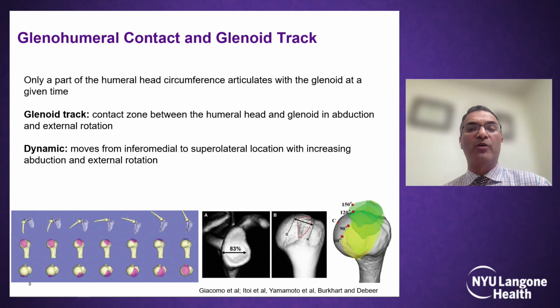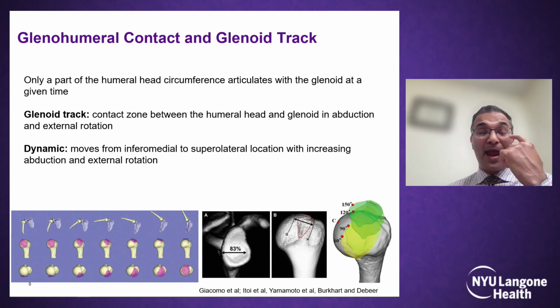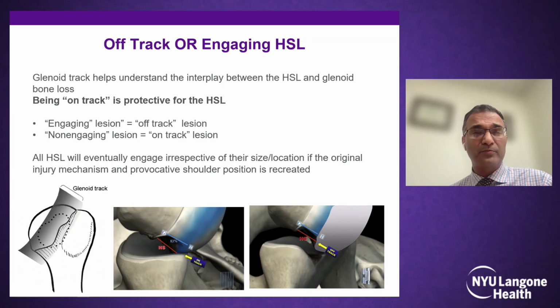We know that only a part of the humeral head circumference articulates with the glenoid at a given time. And that track on the humeral head is called a glenoid track, which is basically a contact zone between the humeral head and glenoid in abduction, as shown in the pictures down at the bottom of this slide. Now, it is dynamic. That means it moves from the inferior medial to a superior lateral location, as shown in the last diagram on this slide. And it moves proximally with abduction and external rotation.